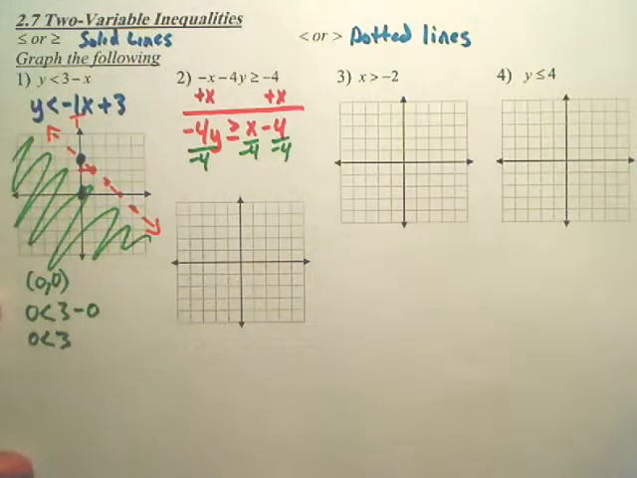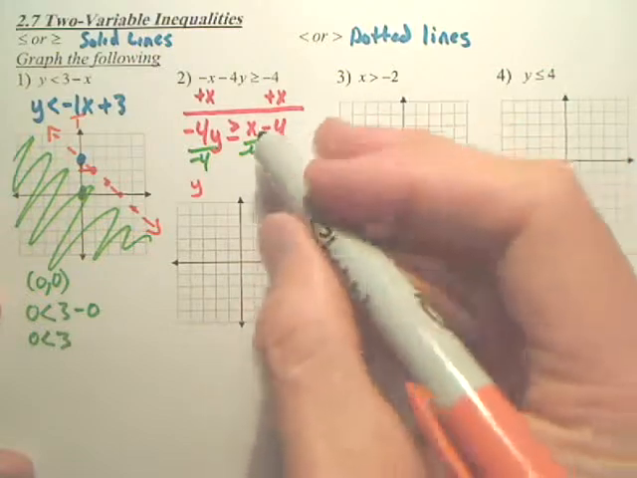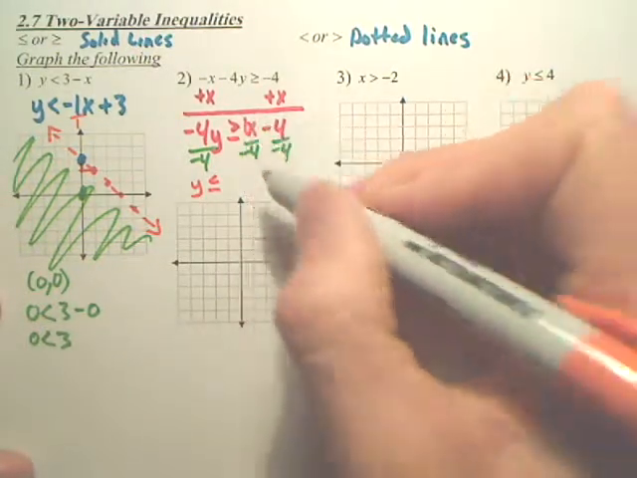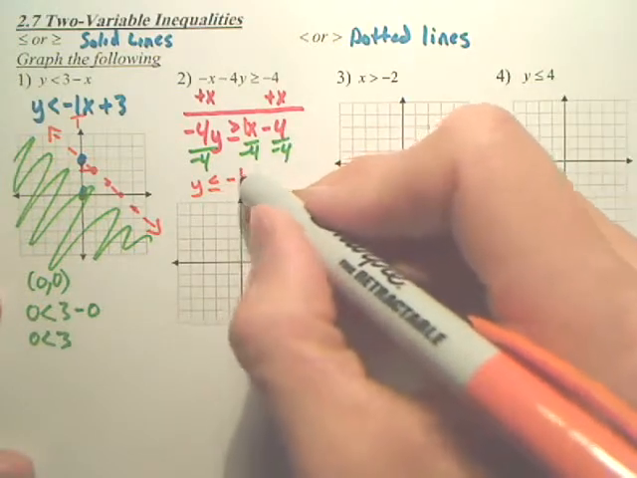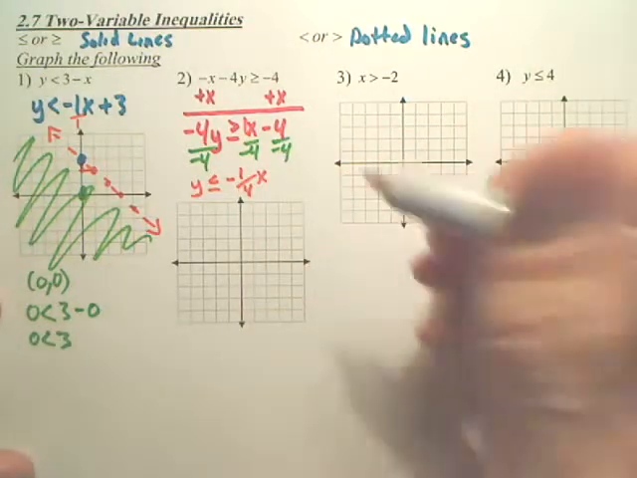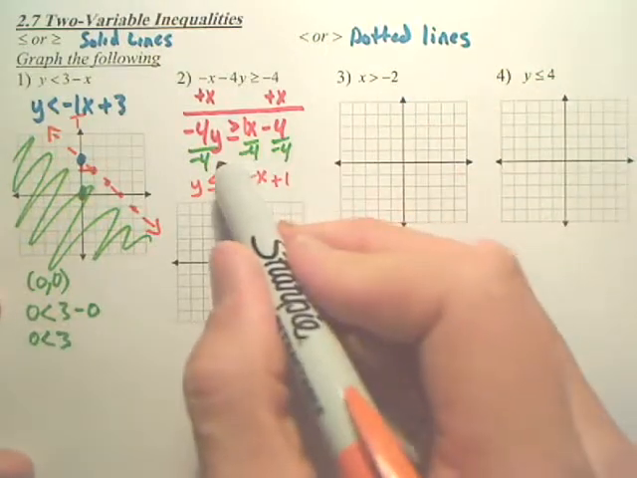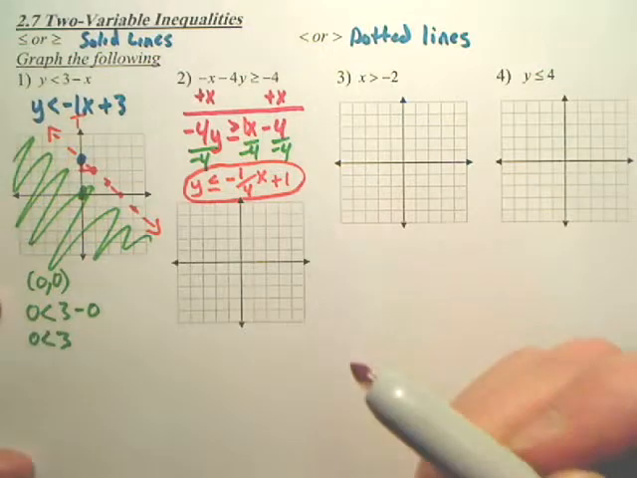And it looks like my new equation is going to be y. Now we divided by negative 4, so the sign's going to flip. And then this is really a 1. Do you understand that? That's 1x over negative 4, so it would be negative 1/4 x. There's my slope. And then negative 4 divided by negative 4 is a positive 1. There's my graph, my equation.